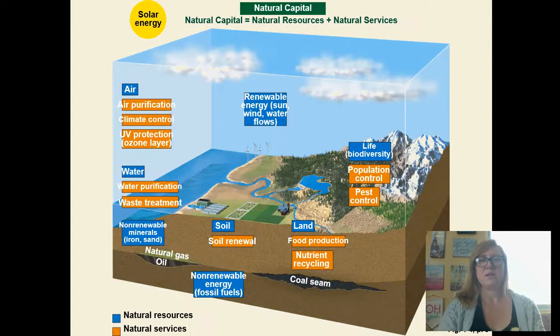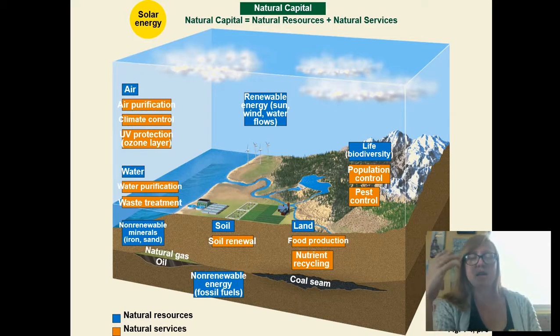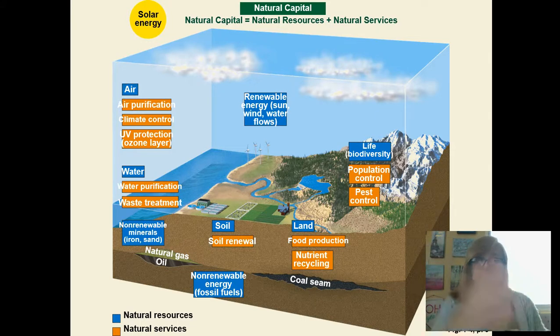So let's look at this bigger. Here's our natural capital. Our natural resources are in blue, and our natural services in orange. You can pause for a second if you want to look at these and get an idea of the difference between them. Our air and our water and our soil and our land, those are our resources. Water is a resource. And our natural services.